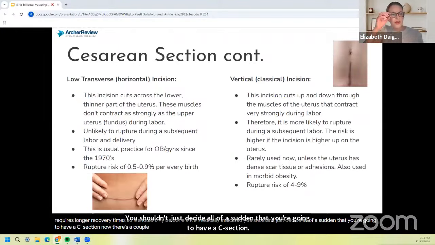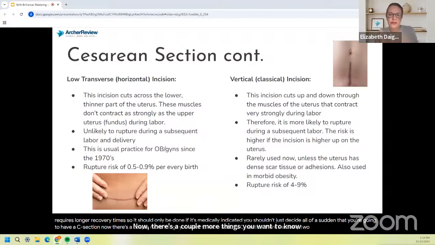Now, there's a couple more things you want to know about a C-section. There's actually two different ways to perform it. You can do it as a low transverse or horizontal incision, or you can do a vertical classical incision.